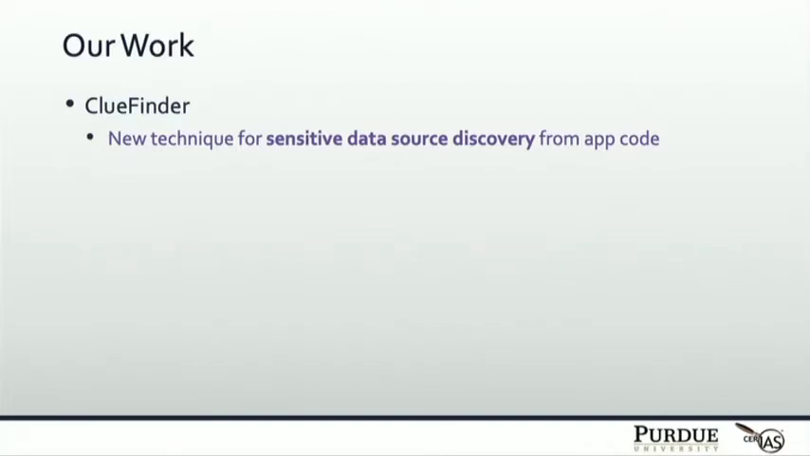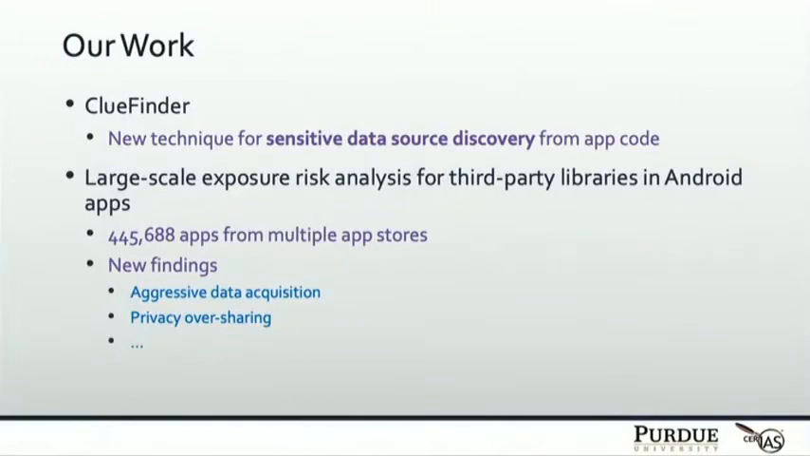The design of ClueFinder covers not only the sensitive data labeled by system APIs and user interfaces, but also the server-side private data. Then, armed with more sensitive data sources discovered by ClueFinder, we are able to evaluate the exposure risk of such sensitive data over 400K apps. The results enable us to gain new insights about how private data is accessed by different third-party libraries at a large scale.